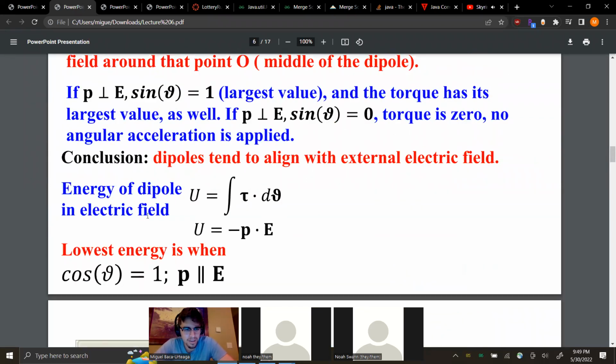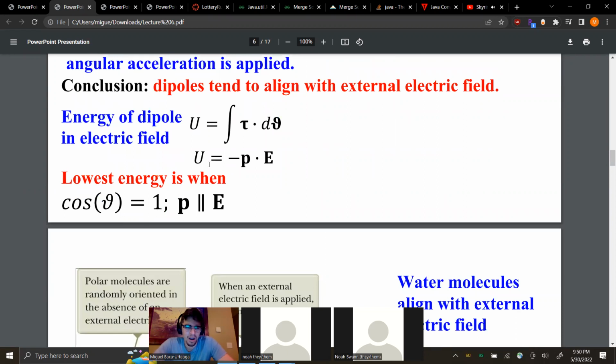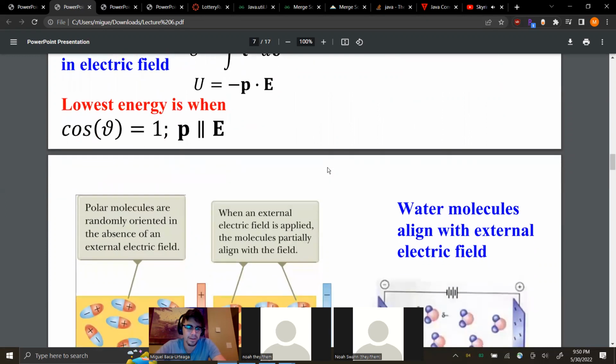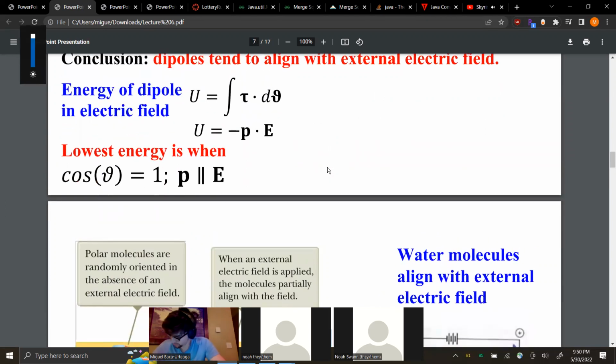Energy of the dipole in an electric field: U equals the integral of torque dot the derivative of theta. This is terrible. I'm going to stick with this one: the negative dipole moment dotted with the electric field, which isn't too bad considering those are both vectors. So this is just a dot product question, right? If at any point a question asks you for the energy of the dipole within an electric field, think of U equals negative P dot E, basically. Right? And do we have an example to go with that, or are we just going to wing it?